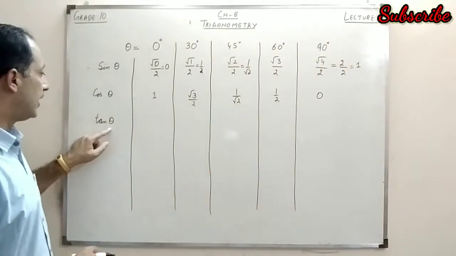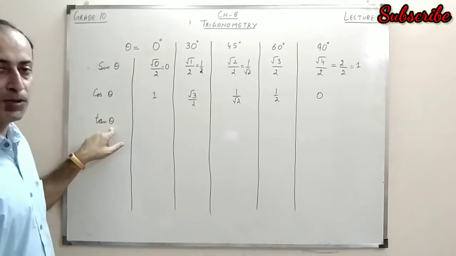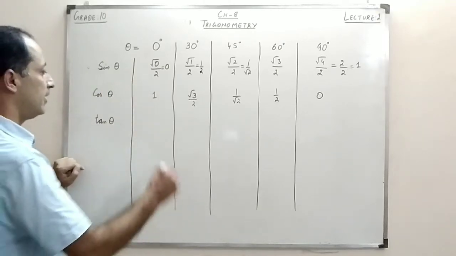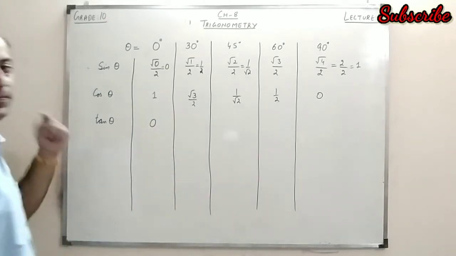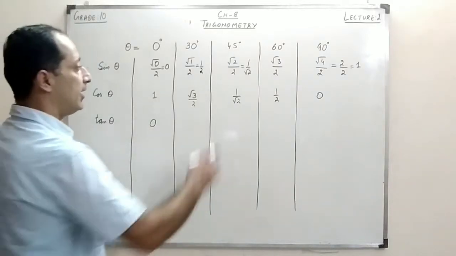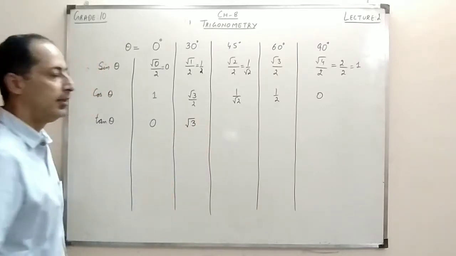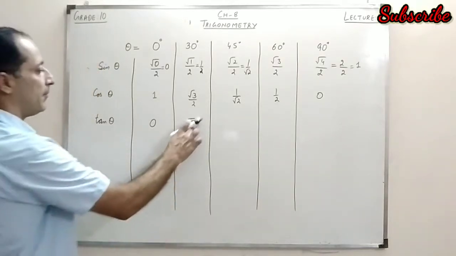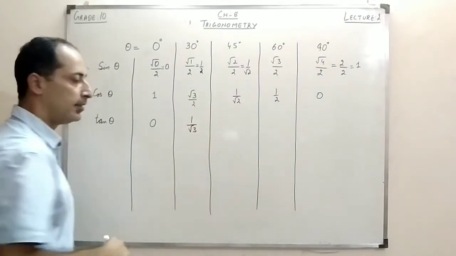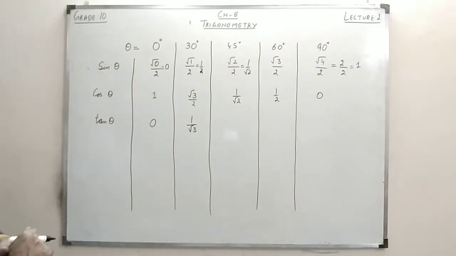Now we know if I put 0 degree here, tan 0 degree will be equal to sin 0 upon cos 0. Sin 0 is 0, this means 0 by 1, that gets me 0. If I go to the next one, that is tan 30. If I divide these two, I get the value as 1 upon square root of 3.